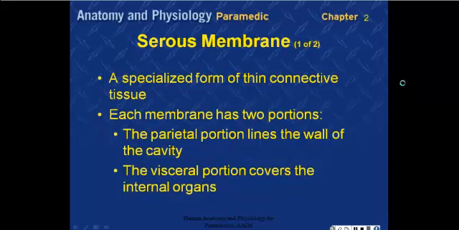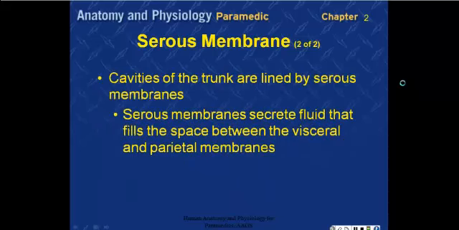So there's several examples of this. The one that's probably most important to paramedics is the pleural serous membrane. In the pleural serous membrane, the visceral portion covers the lungs, the parietal portion covers the inside of the rib cage, and the space in between is filled with a small amount of fluid known as pleural fluid. The pleura is the space.